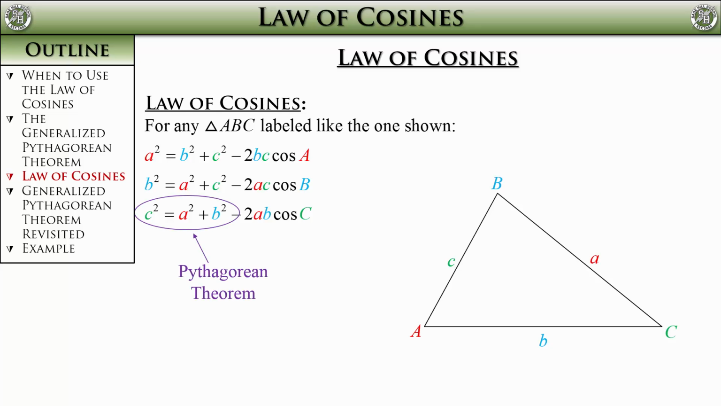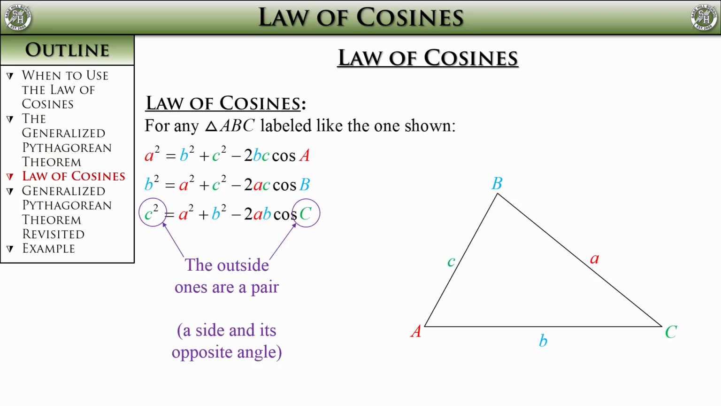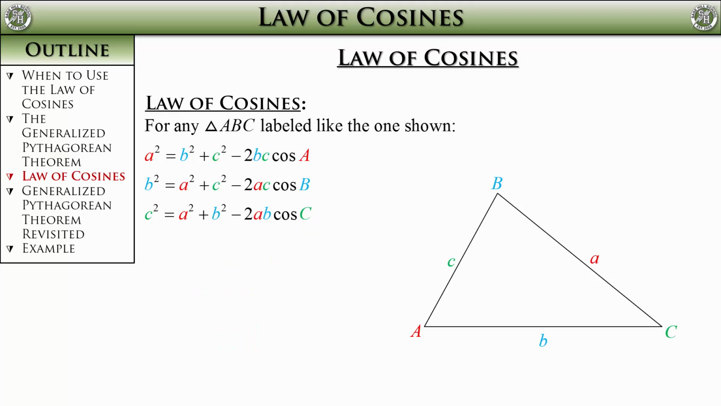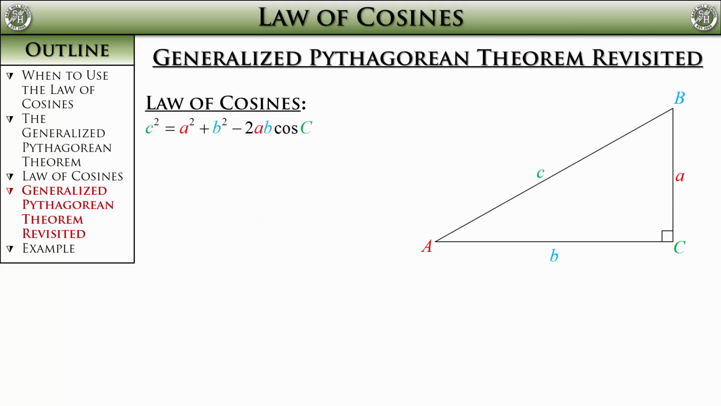This part is the Pythagorean theorem. These letters get repeated. The outside ones are a pair, a side and its opposite angle. However you want to remember it is up to you, but you do have to remember it. Now let's quickly go back and revisit this idea that the law of cosines is the generalized form of the Pythagorean theorem. Here is the law of cosines, and over to the right I have a right triangle.